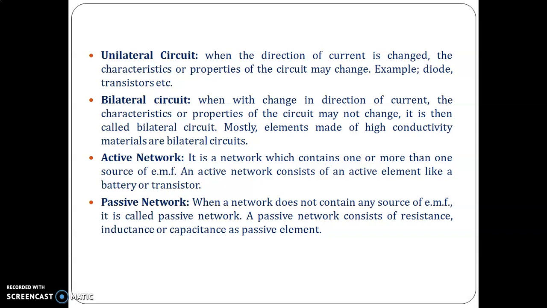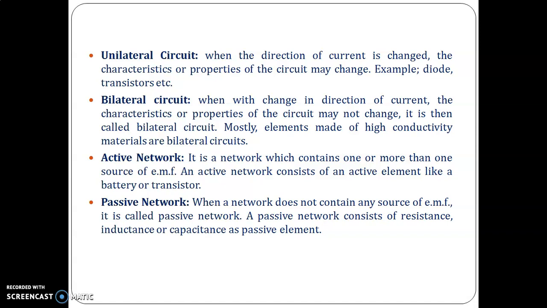It is a network which contains one or more than one source of EMF. That is, an active network is nothing but a network which provides an energy source. It consists of an active element like a battery or a transistor. That is, it is an energy donor. Active networks or active elements are mainly known as energy donors. They will provide the energy.